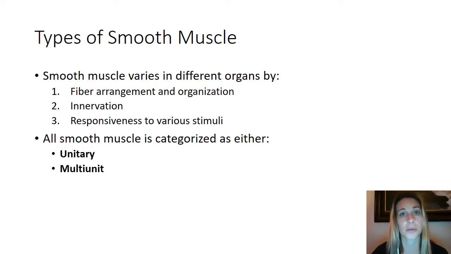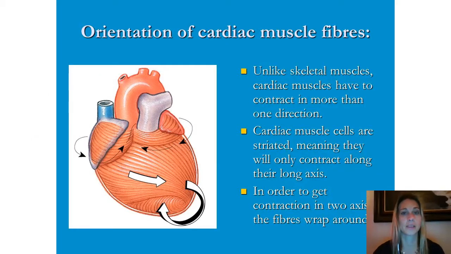And it also depends on what types of response to stimuli they will use in order to facilitate contractions or relax altogether. So generally we categorize smooth muscle into two different groups, unitary and multi-unit. So unitary meaning single and multi-unit meaning multiple or larger, greater numbers of overall smooth muscle. So let's talk a little bit about cardiac muscle.